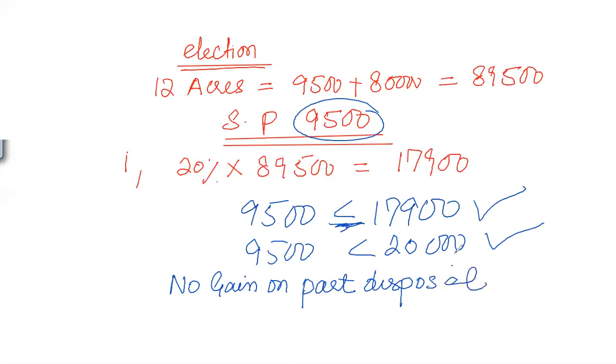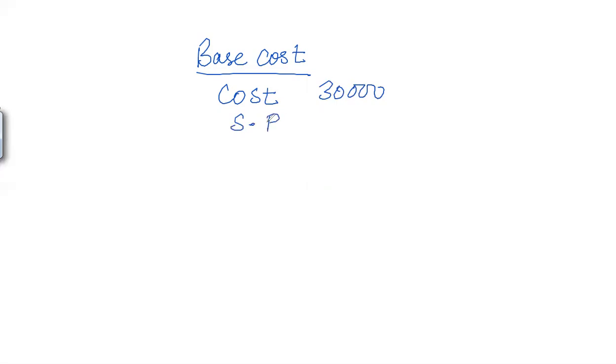Now, the gain will arise on the subsequent disposal, and when you subsequently dispose of, you have to identify the base cost. How can we identify the base cost? Our original cost was 30,000. The sale proceeds of the part disposal is 9,500. Deduct this from the cost to find out the base cost, and that base cost becomes 20500.